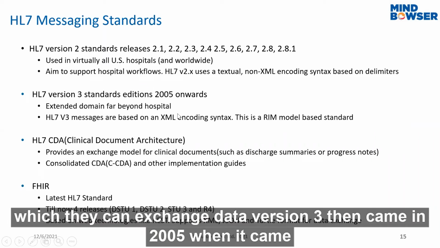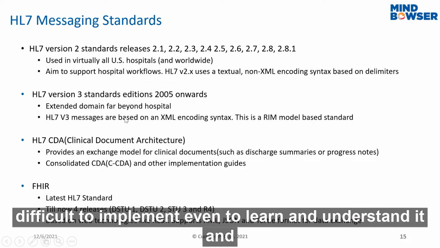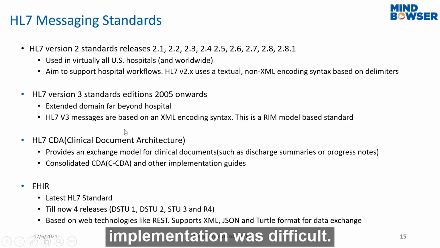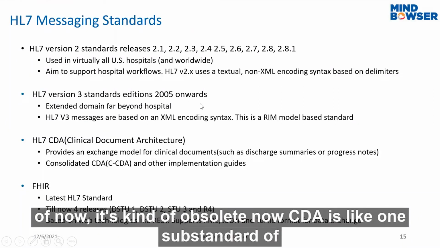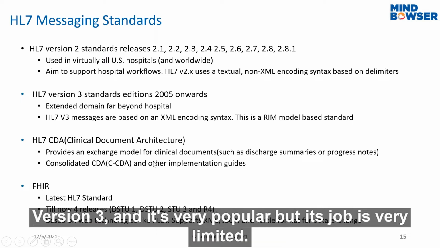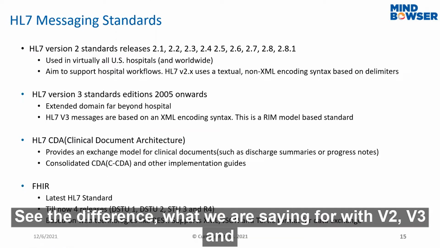Version 3 then came in 2005, and it came with a model as well as XML. But version 3, the way it was designed, was difficult to implement. Even to learn and understand it, and implementation was difficult. So it didn't get much hype, and very little implementation. As of now, it's kind of obsolete. CDA is like one substandard of version 3, and it's very popular, but its job is very limited. CDA's job is just to exchange clinical documents like a discharge summary.